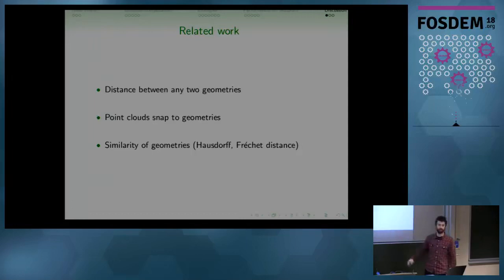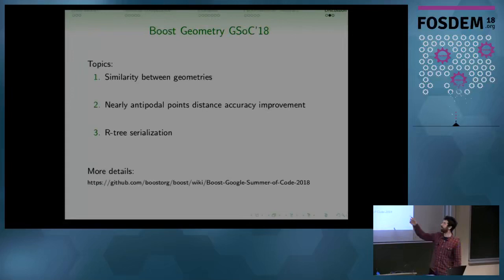So this is Hausdorff and Fréchet distances, starting from line strings. You have a set of line strings in a database, and you're given a line string and you want to see what is the most similar line string in your data set. And some of these we propose as Google Summer of Code projects. So this is the first one, about similarities.